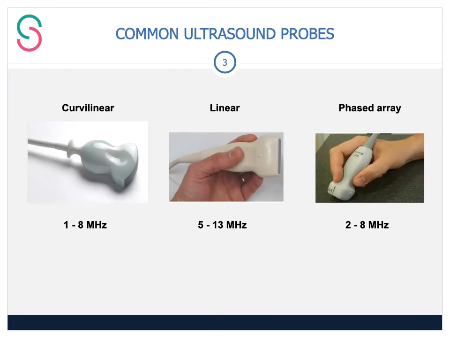In terms of common ultrasound probes, we've briefly already mentioned the curvilinear probe, which is a 1 to 8 megahertz probe, very good for imaging structures in the chest and in the abdomen. The linear probe is a 5 to 13 megahertz probe, and usually used for imaging structures at a depth of up to 4 to 5 centimeters, and provides a higher resolution. And then of course the phased array probe, which is a very good multifunctional probe, scanning between 2 and 8 megahertz, which is extremely good for looking between the ribs at the heart and performing echocardiography, and can be used as a general purpose probe in lung ultrasound.